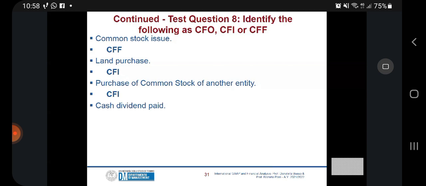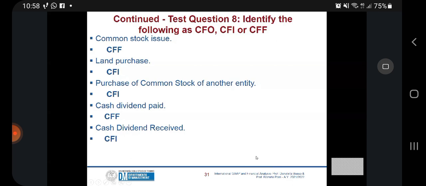Cash dividend paid. Remember what we said about dividend paid, either operating or financing. I chose here to put financing. You could have written cash flow from operations and you would have been correct as well. Cash dividend received? Same. Investing. No, not the same. It is received, either investing or operating. I put investing here.